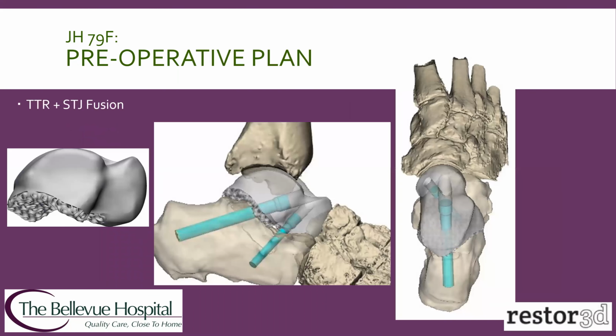So for this particular case, we decided to go with the total talus, but to make the undersurface porous. In Restore's case, it's a gyroid structure that allows bony ingrowth. I can share more details on that if you're interested. This way we can fuse the calcaneus side, but leave the talonavicular and the tibiotalar joints intact.